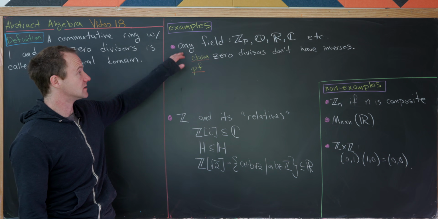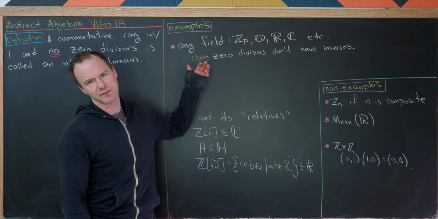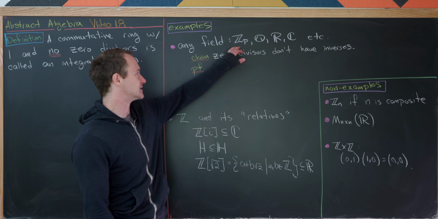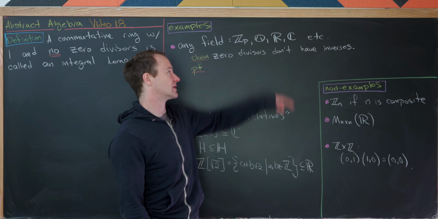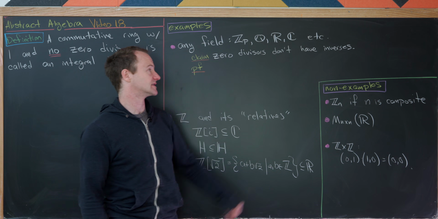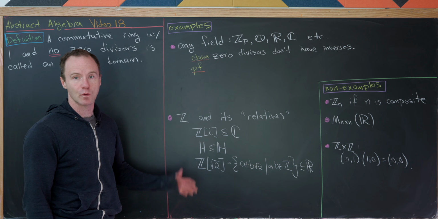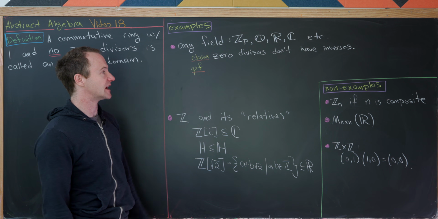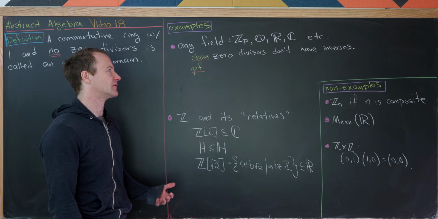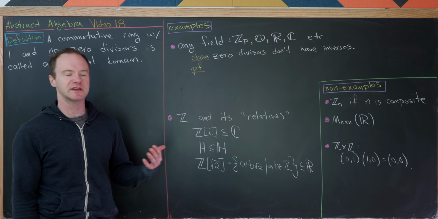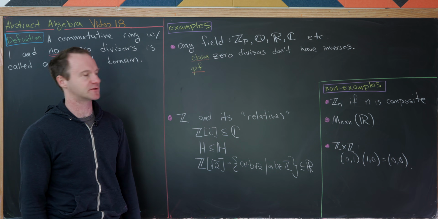Any field is in fact an integral domain. And recall that some of the fields we looked at last time were Z_p, where p was a prime, Q, the rational numbers, the real numbers, as well as the complex numbers. And why is this the case? Well, this is the case because zero divisors don't have inverses. If you have something with zero divisors, it cannot be a field, because remember, in a field, everything must be invertible except for zero.